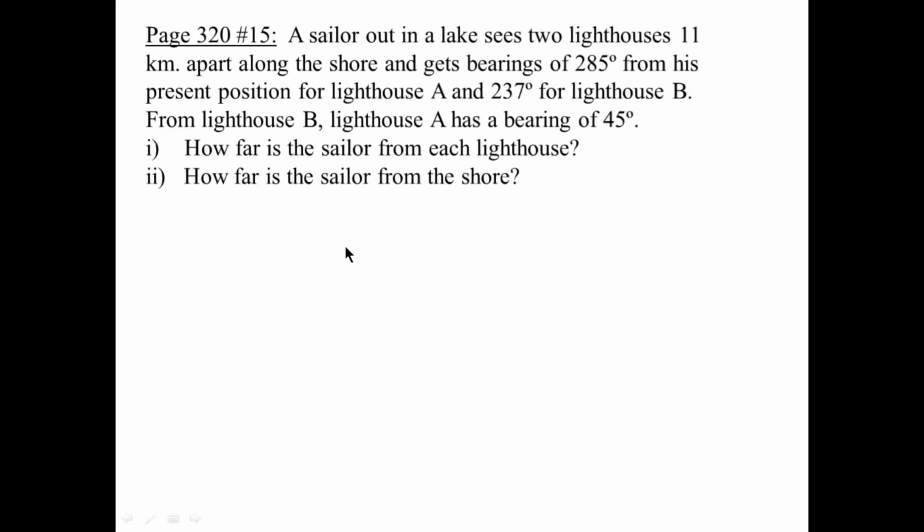Okay, here's the problem we'll do. A sailor out in a lake sees 2 lighthouses 11 kilometers apart along the shore. Now he would know they're 11 kilometers apart because he would have charts about these lighthouses. He gets bearings of 285 degrees from his present position for lighthouse A and 237 degrees for lighthouse B. From lighthouse B, lighthouse A has a bearing of 45 degrees. How far is the sailor from each lighthouse and how far is the sailor from the shore?